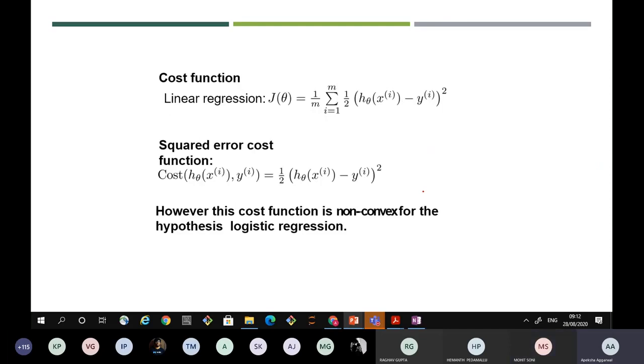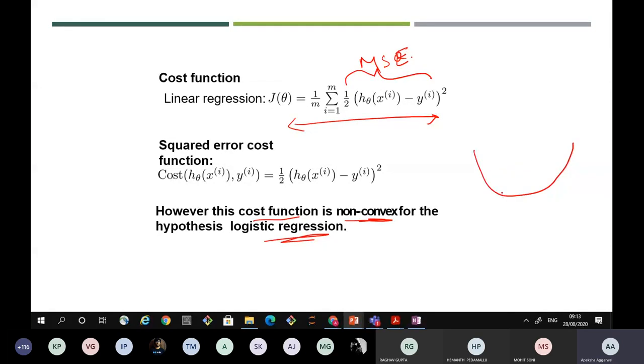Okay. So this is the cost function for linear regression. We have seen that this is the mean square error function. But this cost function is non-convex for logistic regression, so we don't use this. We always use a convex function. So what is a convex function? Who will tell me what a convex function is?